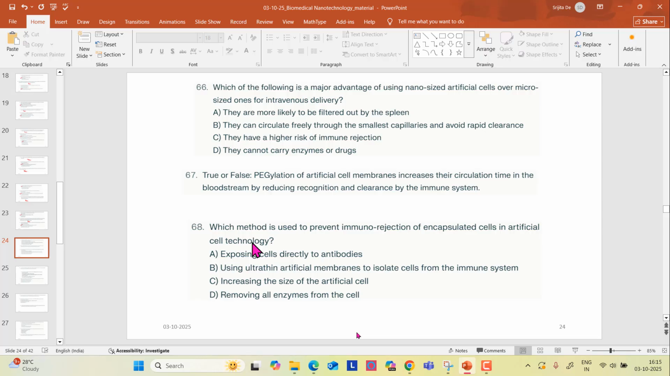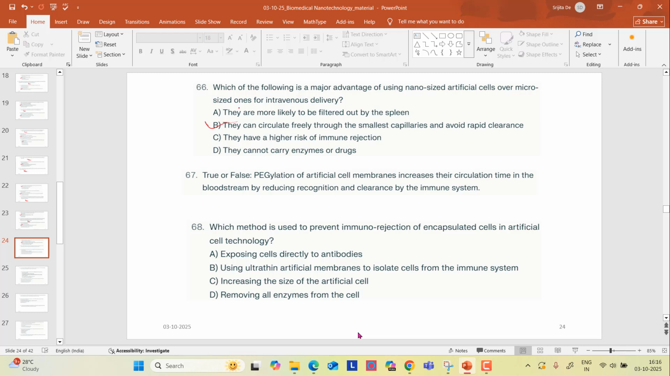Next, which of the following is a major advantage of using nano-sized artificial cells over micro-sized ones for intravenous delivery? They are more likely to be filtered. Option B. Yes, they can circulate freely through the smallest capillary. That is why you are using a nano-sized artificial cell.